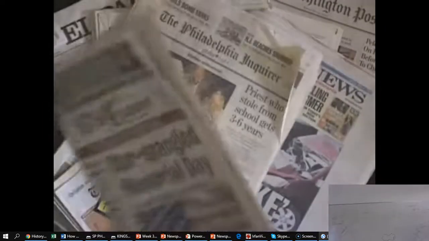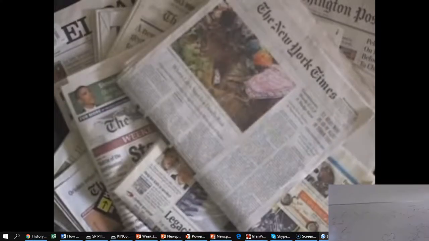Everything changes, and so will the newspapers. I just hope that they can adapt to the new media before it's too late.